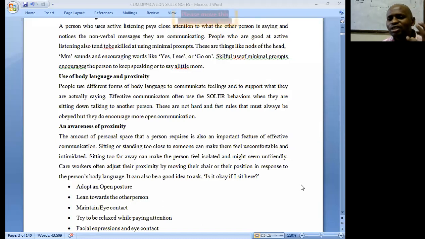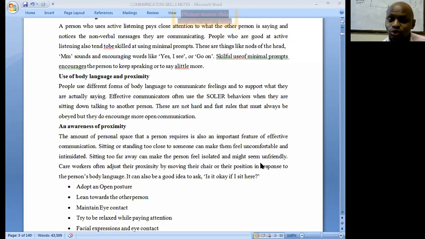Then maintain eye contact. That one is very, very critical. You must be able to maintain the eye contact. And when you want to know that somebody is cheating, it is always important for you to look straight in the eye and you'll realize that that person is not straight. Maintaining eye contact is very critical. You also need to try to relax while paying attention. So don't be so anxious. You need to relax. And once you relax, you'll be able to understand more when you are communicating.